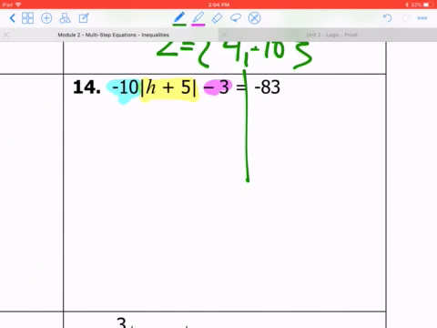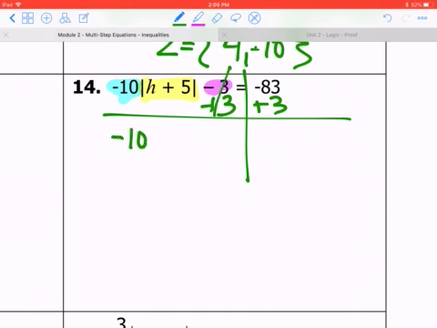I'm going to add 3 to both sides, okay? This is going to cancel out here. Now I'm still left with negative 10 times the absolute value of h plus 5. Negative 83 plus 3 is going to give me a negative 80.